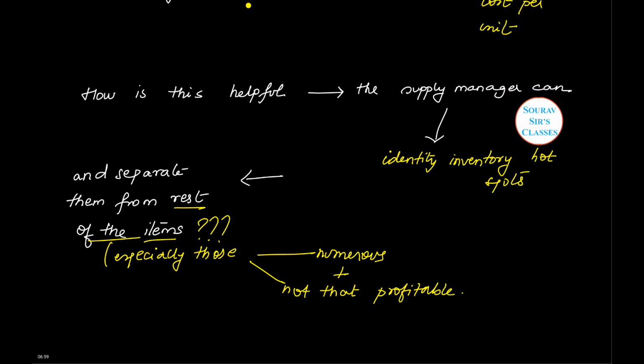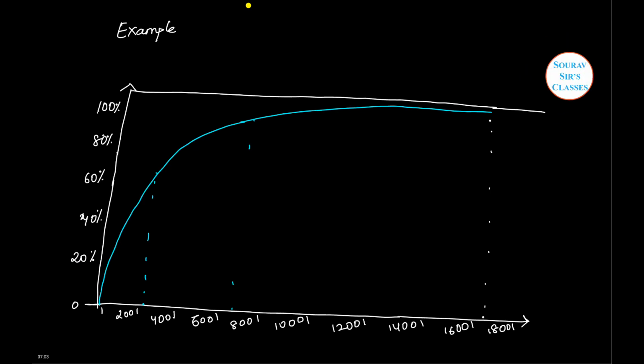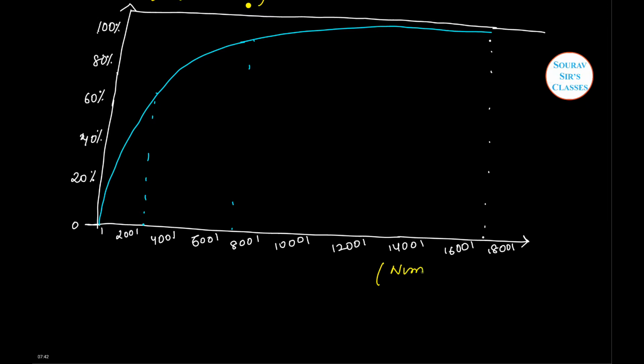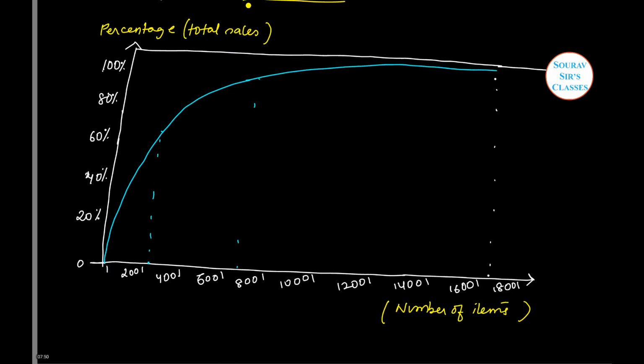So now with this, let us look at one example. In this case, we will take the example of e-commerce. Okay? Now, on the vertical axis, I'll be measuring percentage total sales, in percentage, and on the horizontal axis I am measuring the number of items, top sellers first. Okay, so I'll get a curve like this.